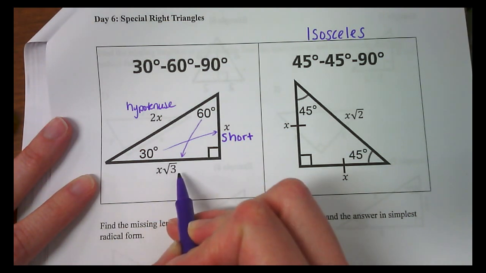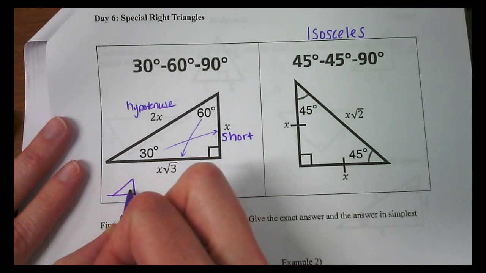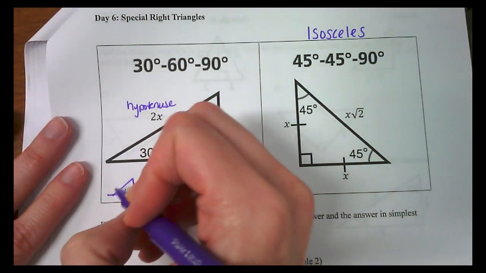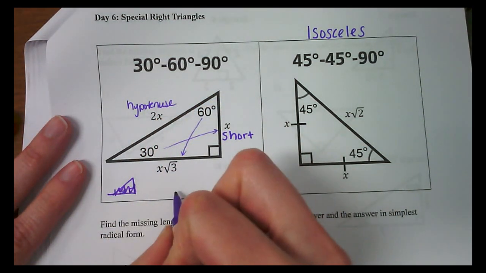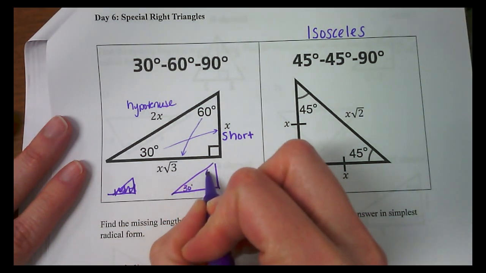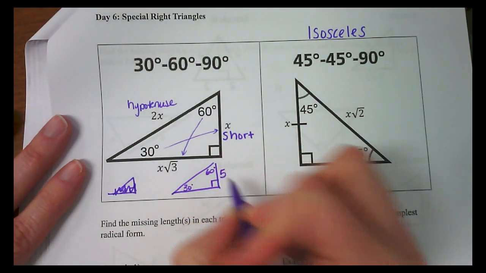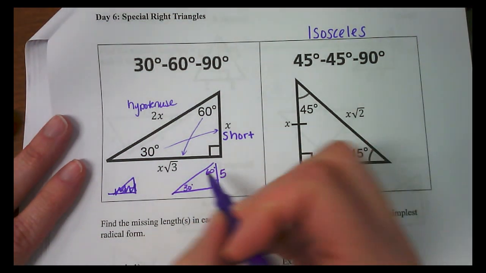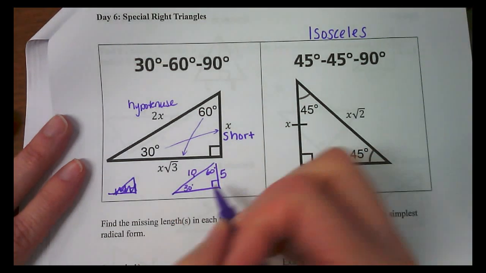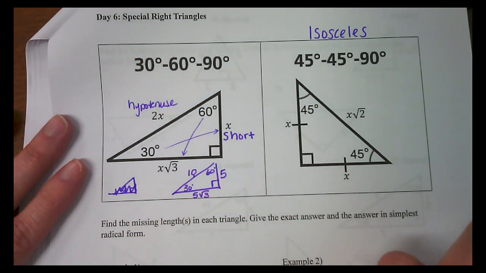That's always the rule. Okay, so here's an example. If I said that this was 30 degrees, wow, you really can't see that well. Let me redraw that. 30 degrees, 60 degrees, this is my right angle. If I said this side was 5, then the hypotenuse is double, 2 times 5. This side is going to be 5 times the square root of 3.